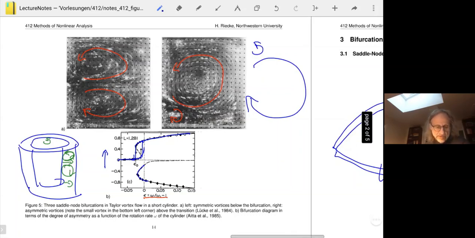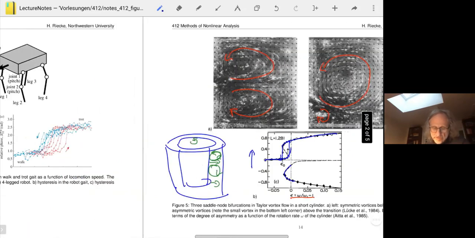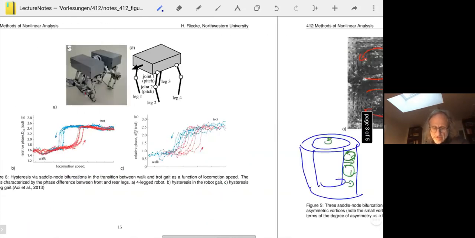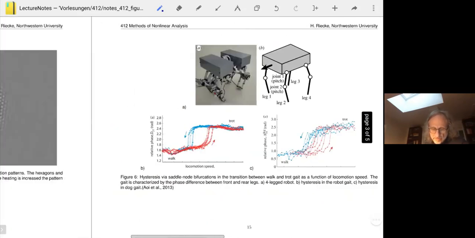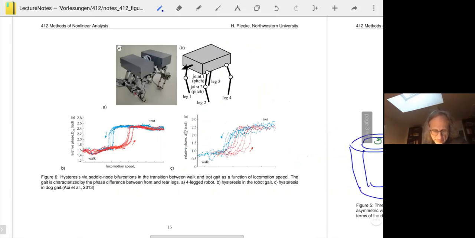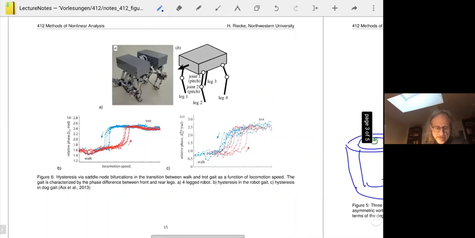Okay, let's see what other systems are there where one sees satellite bifurcations. So this is a much more recent experiment, which is a little bit far-fetched maybe, but I thought it was quite interesting. What they did here is they built a four-legged robot, and I can't tell you the details of how they did that, but what they investigated is how the gait of that four-legged robot changes with the speed at which it goes.